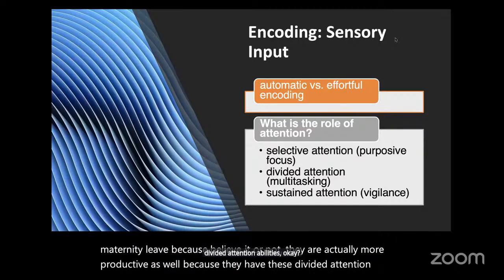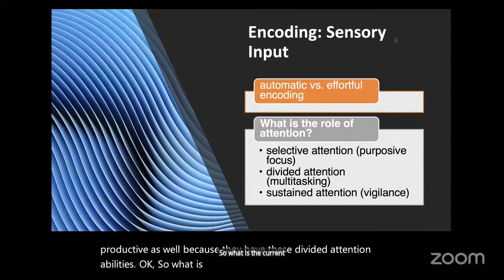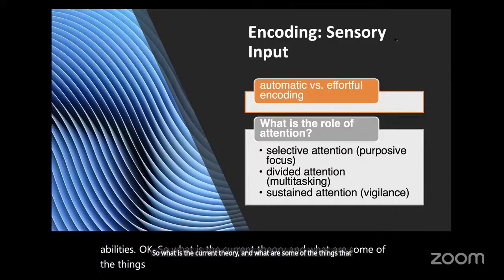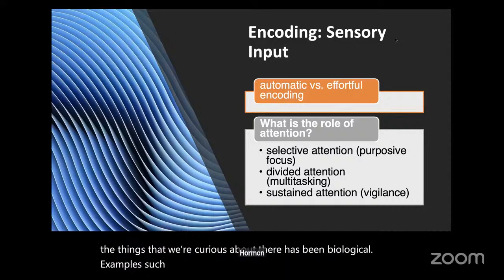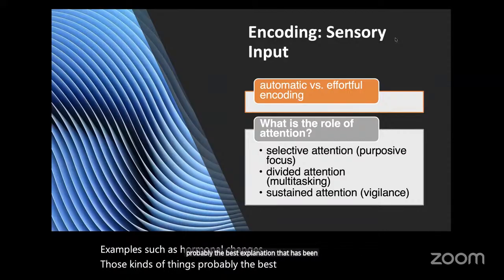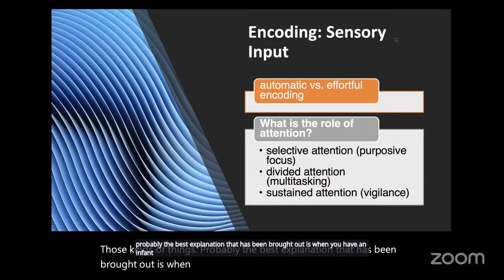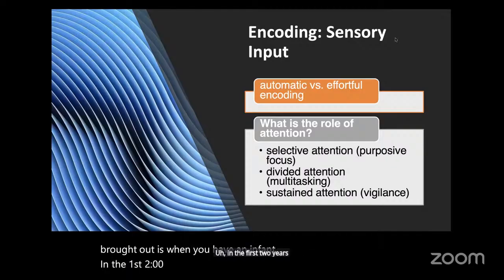Okay. So, what is the current theory, and what are some of the things that we're curious about? There have been biological explanations such as hormonal changes, those kinds of things. Probably the best explanation that has been brought out is when you have an infant, in the first 2 years, they need attention 24/7.